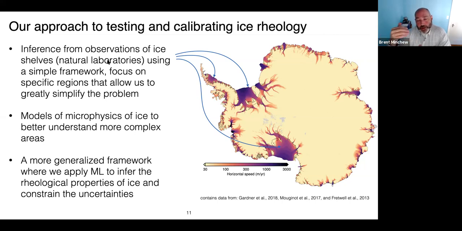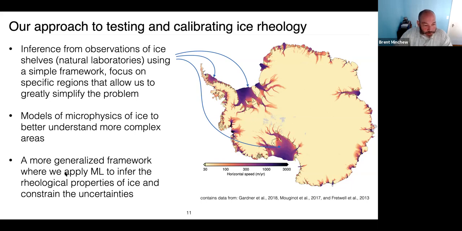And we're going to move from there, and we're going to talk about some models that we've been developing for the microphysics of ice to better understand more complex areas, which is to say that the simple framework gives us a really good starting point, but we necessarily have to concentrate on areas of the ice sheet that are less interesting from a dynamical perspective. And we want to develop models to understand a little bit more how we transport those results to portions of the ice sheet that are arguably more important for understanding the dynamics of the ice.